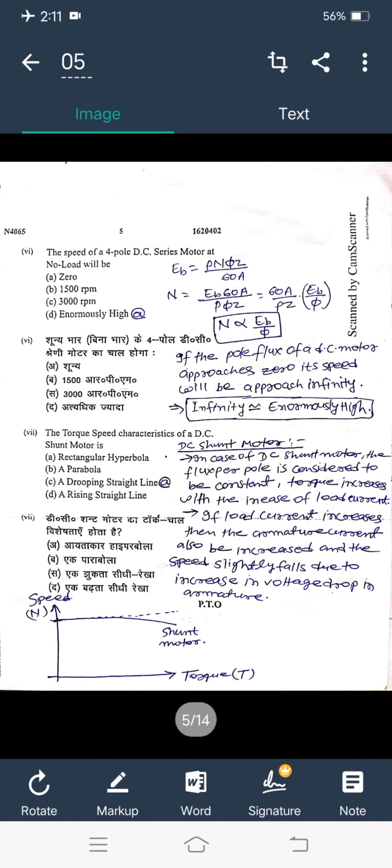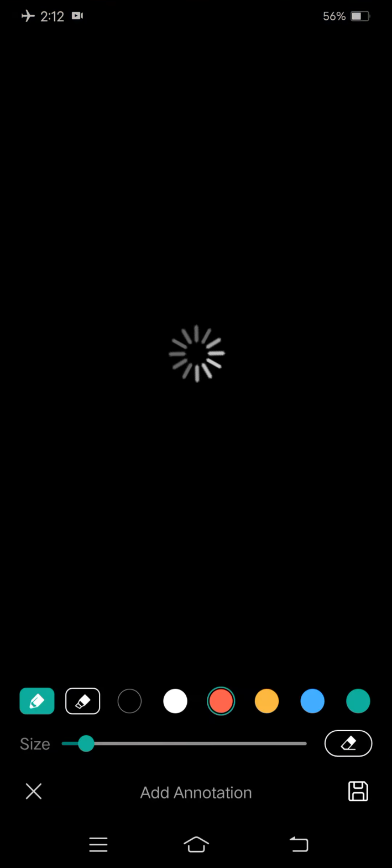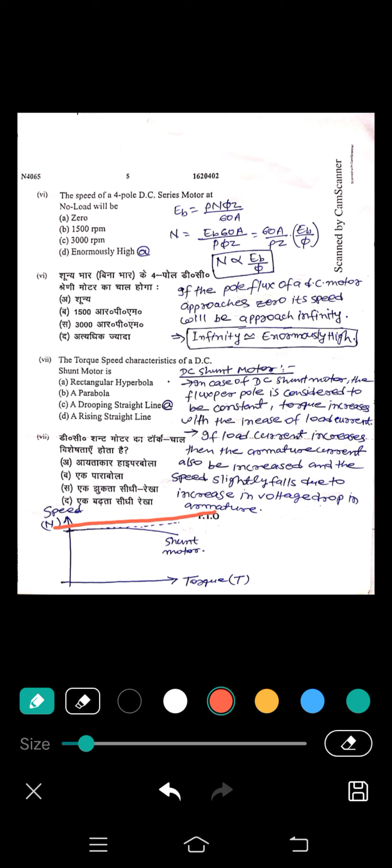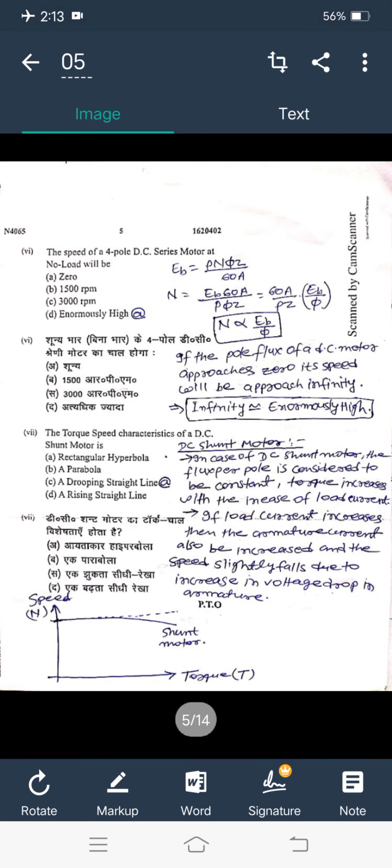Question number 7: the torque speed characteristic of a DC shunt motor is. The right answer is option C, a dropping straight line, because the torque speed characteristic gradually decreases. It is not a completely constant straight line, but for the shunt motor the speed decreases with torque. That means a dropping straight line. Option C is the right answer for a DC shunt motor.